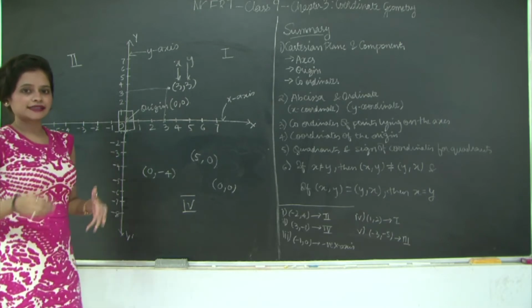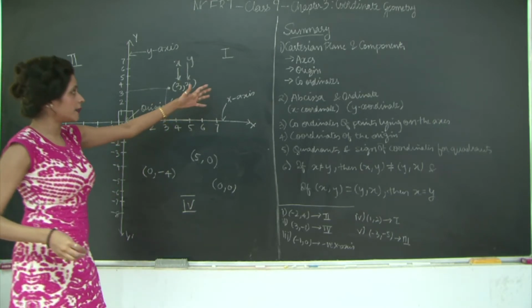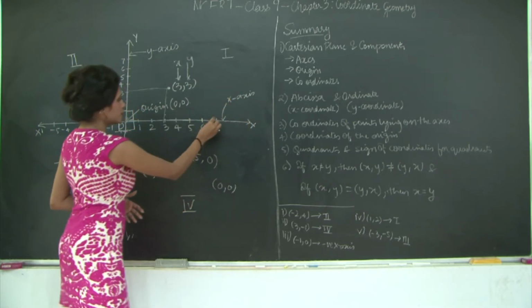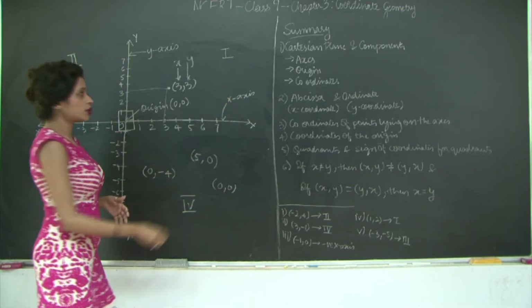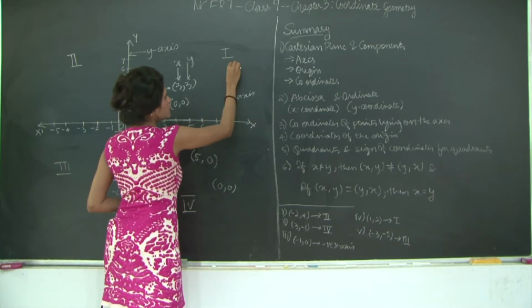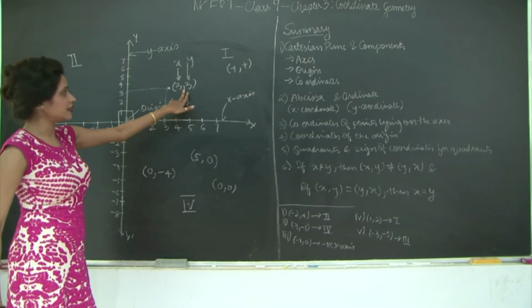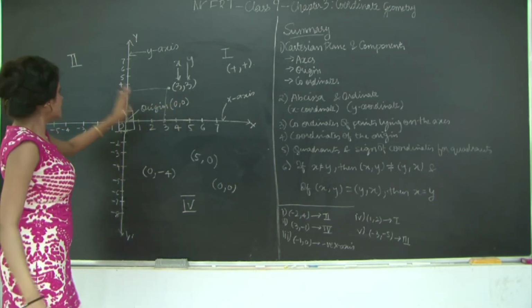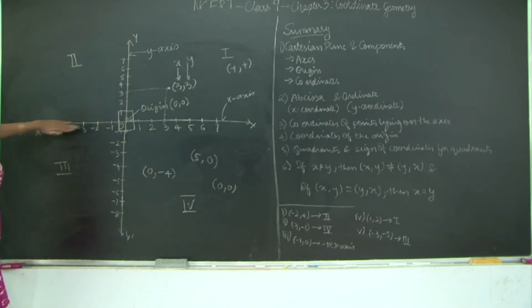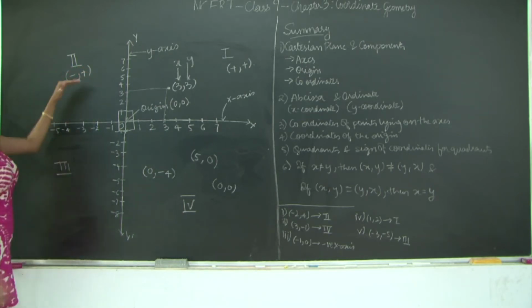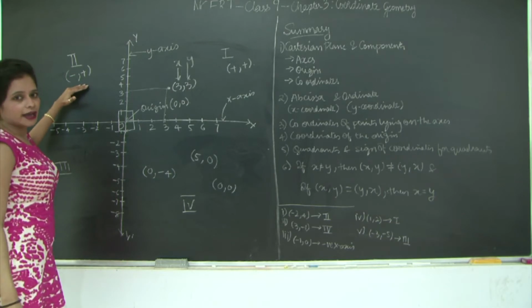Now the signs of your x and y coordinates depend upon which quadrant they lie in. Here if you see, the x and y coordinates both are positive, so the sign of your coordinate here would be plus and plus. For example, we have this point 3, 3. See, both of them are positive. Similarly, here you have the x coordinate negative and the y coordinate positive. So, the sign of your coordinates here would be negative and positive.